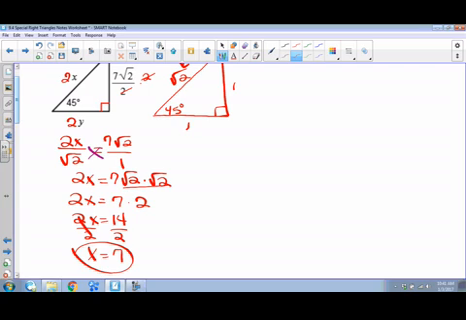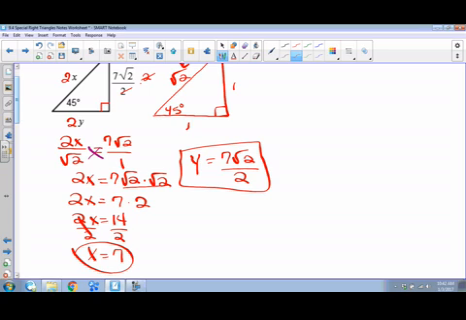Now, do I need to set up a whole other proportion to solve for y? This is a 45, 45, 90. So what do we know about the legs? They're the same. So if this leg is 7 square roots of 2 over 2, then what's this leg? 7 square roots of 2 over 2. Okay, don't do more work for yourself than necessary. If it's a 45, 45, 90, if you know one of the legs, you automatically know the other leg. So we know that y is 7 square roots of 2 over 2.